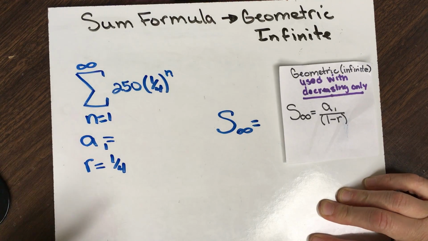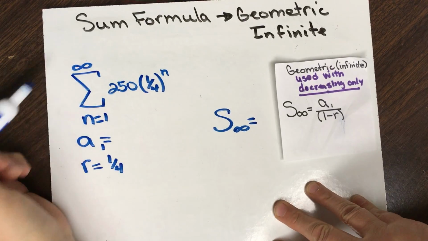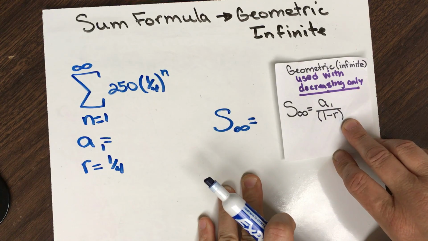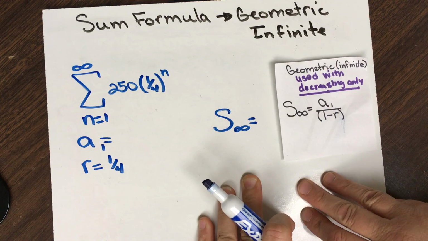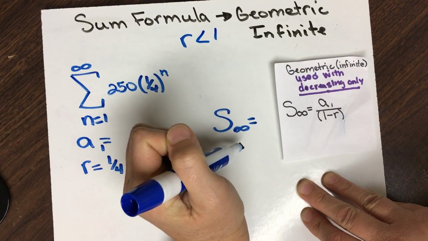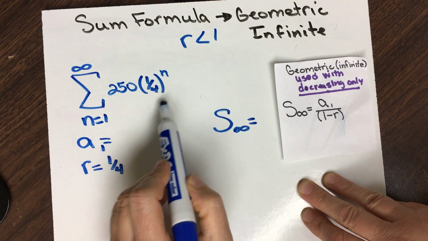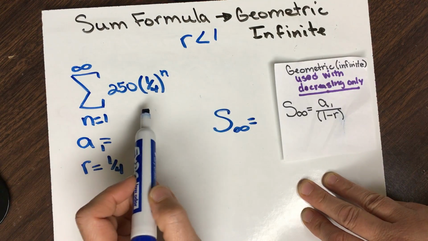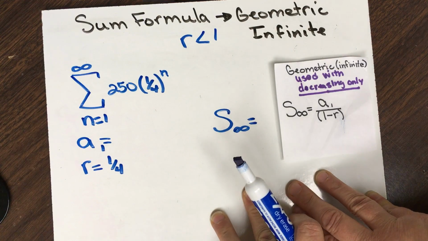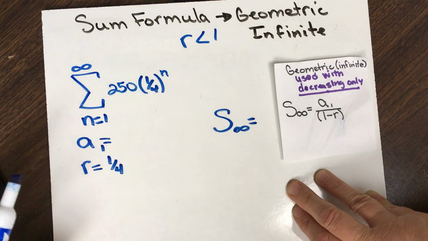Okay, this time we're looking at the sum formula for geometric infinite. Here's our infinite symbol, and in this case we use it with decreasing r values only. So r would be less than 1, but greater than 0. We're looking at a fraction, so this is a decreasing situation only, where your long range value will end up at 0, something that will not change over time.